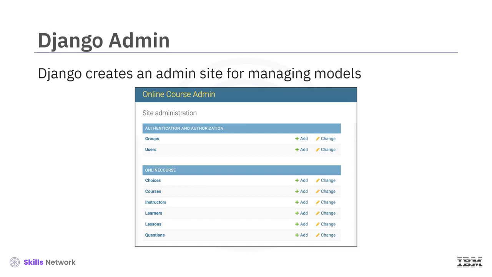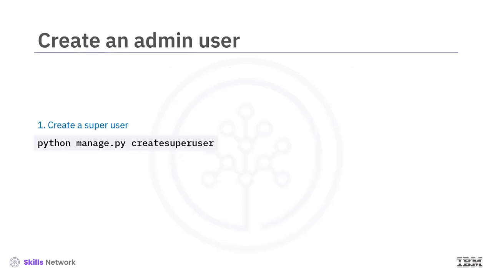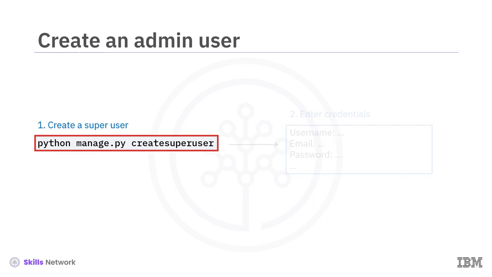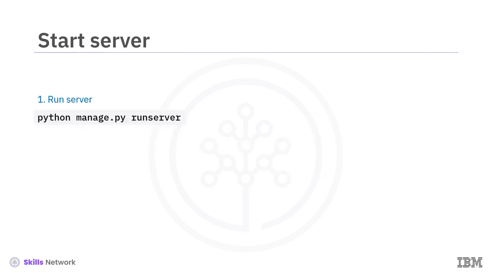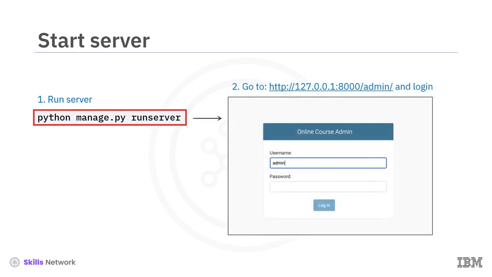Let us start building a Django admin site by first creating an admin user for the admin site. First, run a command line, python manage.py createsuperuser. It will ask for credentials like username and password. After creating the superuser, you can start the Django server. Go to the admin site and log in with the credential you just created.